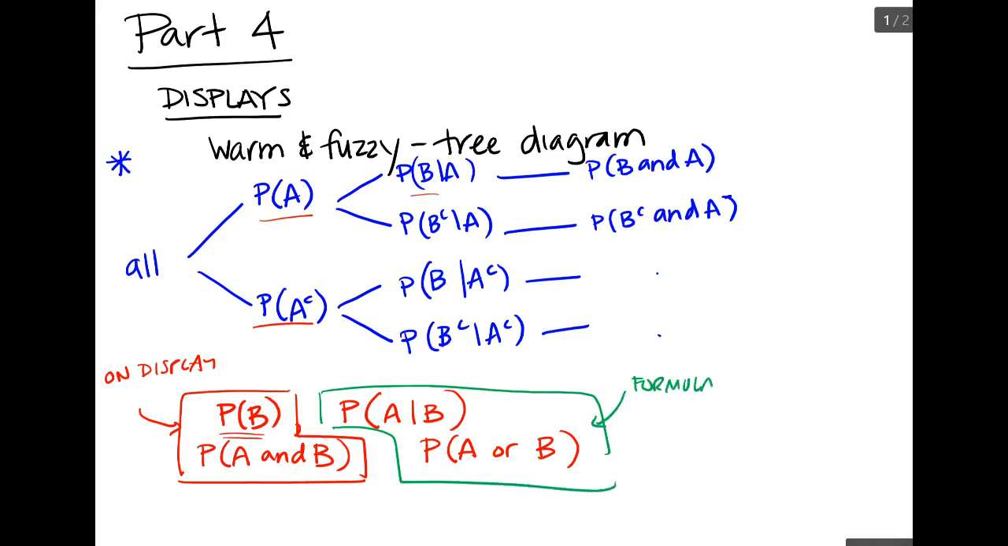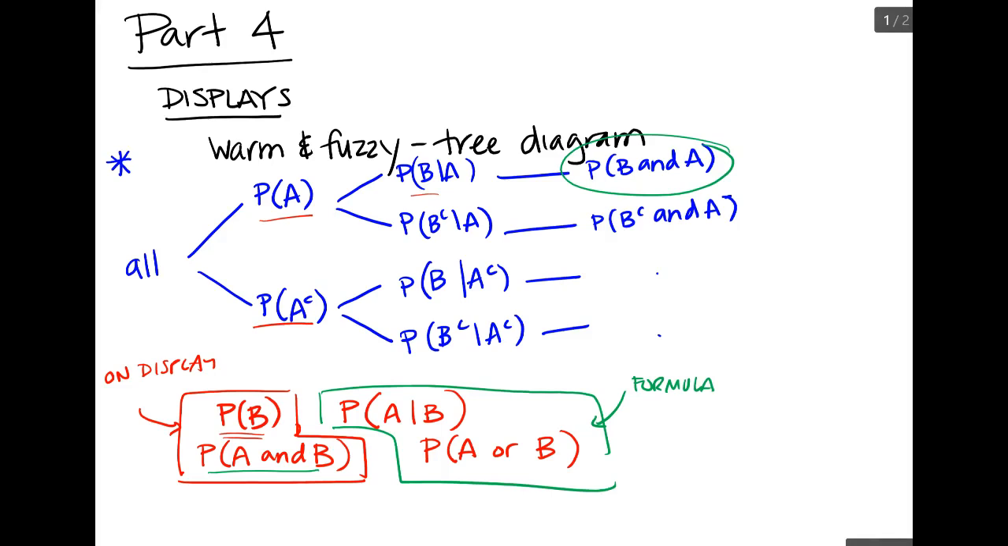So there were a lot of people on the worksheet for week 6 who actually did a formula to solve for the "and" when they had it right here on their tree. So you guys did extra work you didn't need to do to get out a number you already had. The only time we have to do formulas is for our conditionals and for our ors.